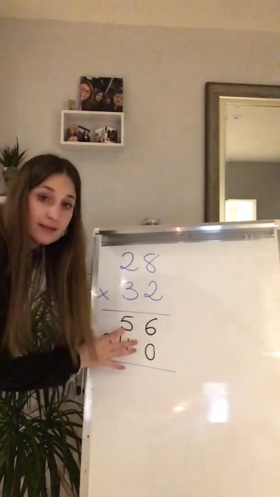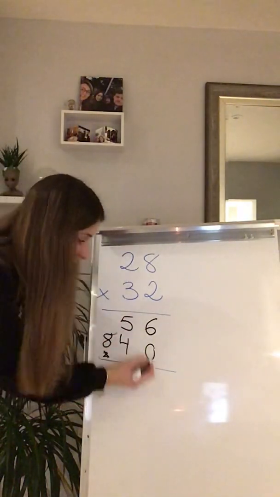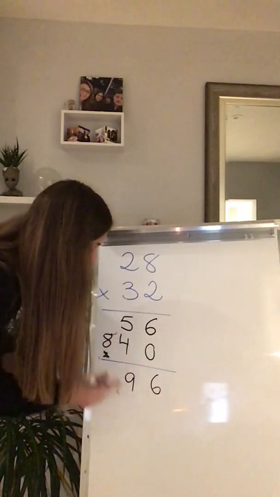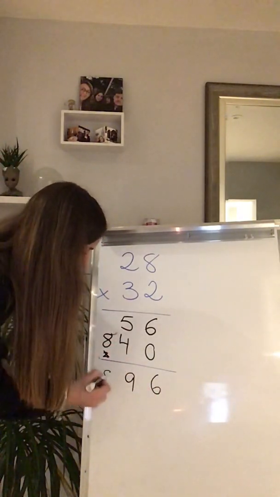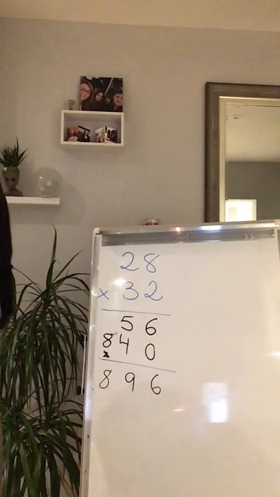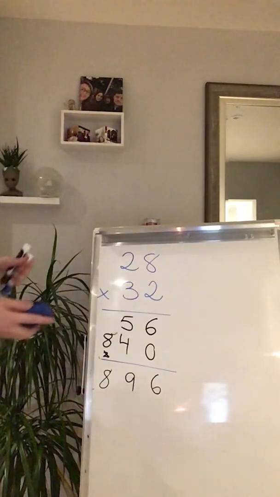Now I have my answers, now I just need to add them together. 6 add 0 is 6, 5 add 4 is 9, 8 add nothing is 8. Well done. Okay, shall we do another one together?